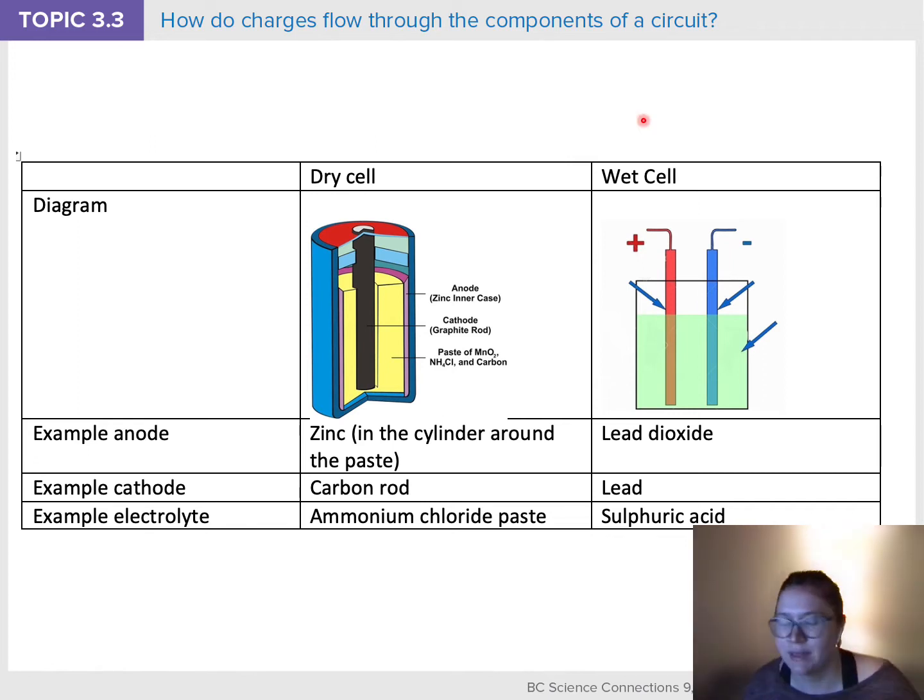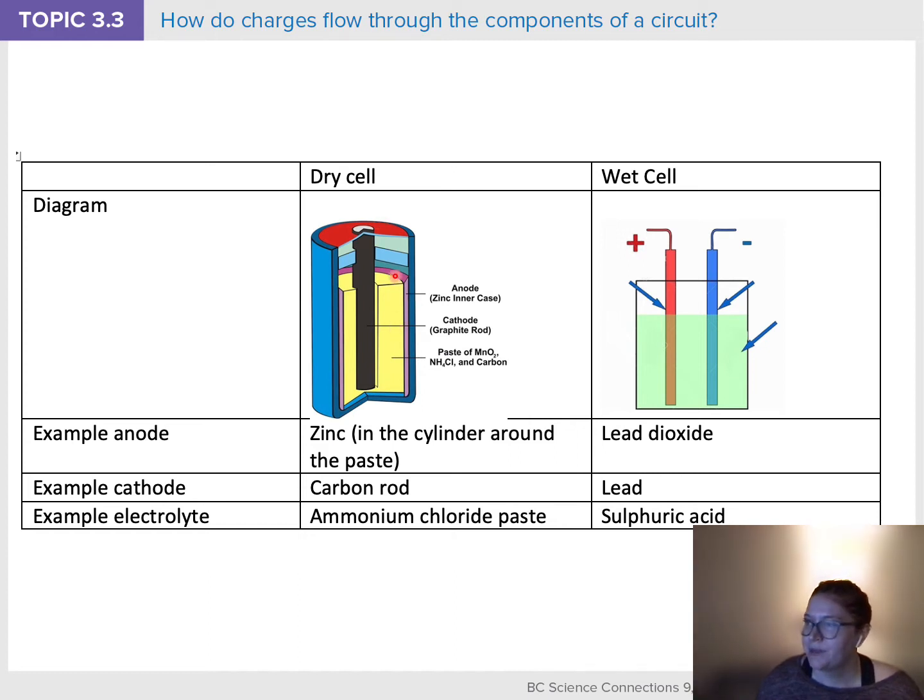Here is a chart that compares a dry cell and a wet cell. So here is a dry cell. You have your electrolyte, which is a paste. The electrolyte can be ammonium chloride, which is what it is in this diagram. And then the anode and cathode look a little different here. The cathode, the positive electrode, is a graphite rod. Graphite is a form of carbon.